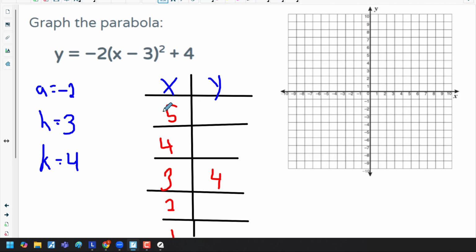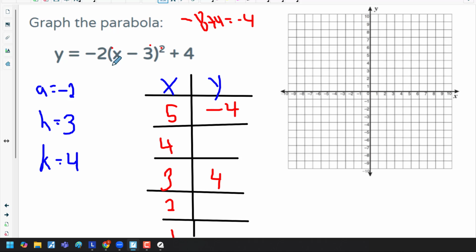As for my Y values, well, let's plug in this X value here. 5 minus 3, I'm just going to be a bit quicker this time. 5 minus 3 is 2. 2 squared is 4. And now we're multiplying that 4 with this -2. So 4 times -2 is -8. And -8 plus 4 is -4. I know I went a little bit quick there, but you can pause the video and try it yourself. Kind of running out of time here.